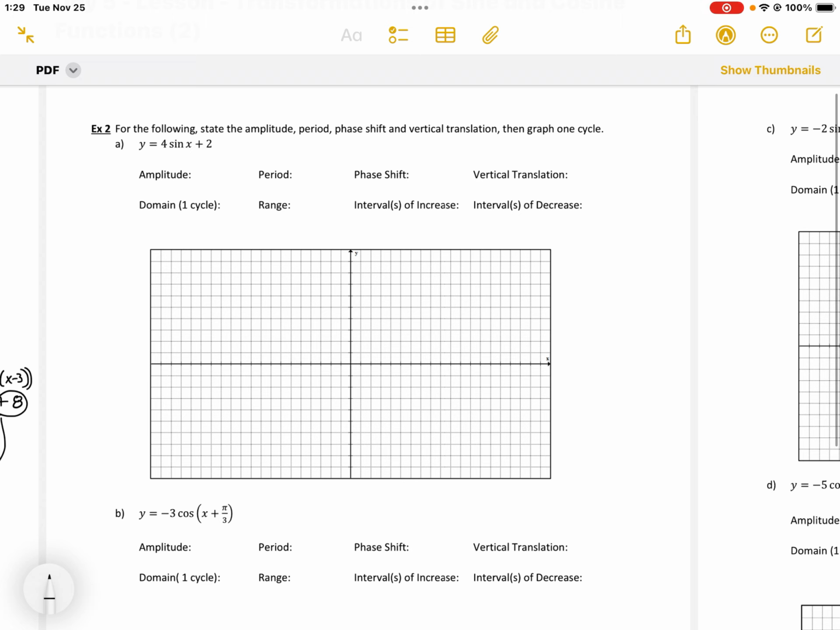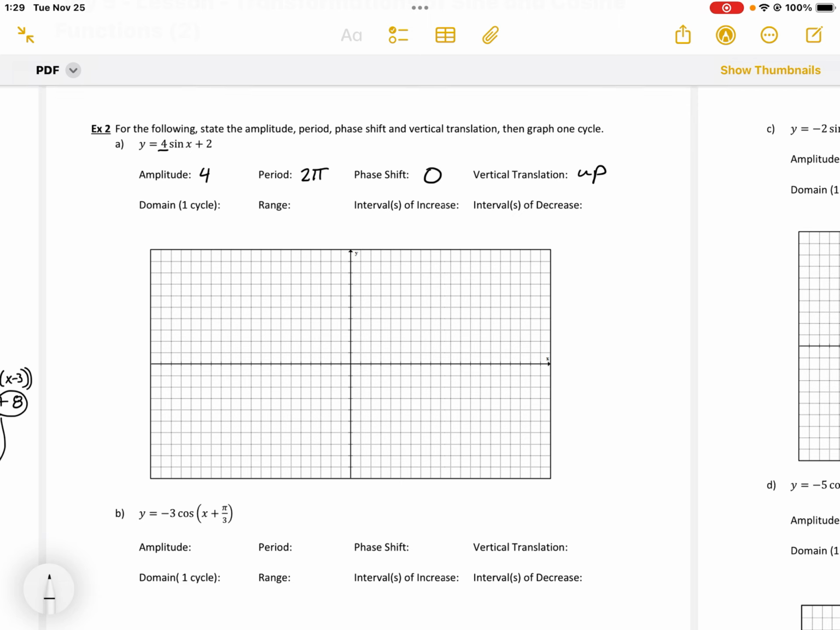So let's try graphing this one here. We've got 4 sine x plus 2. So the first thing I'm going to fill in before I even graph are my characteristics. So my A value is 4. My period I know is 2 pi because there's no K value. My phase shift is 0. And my vertical translation is up 2.